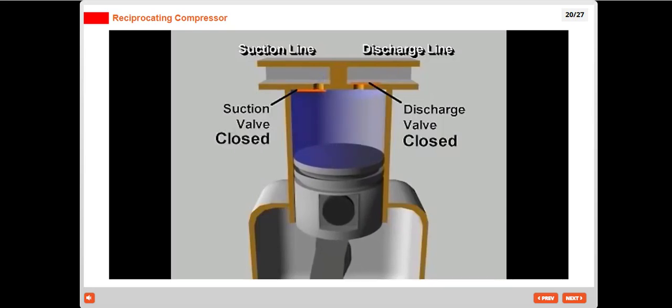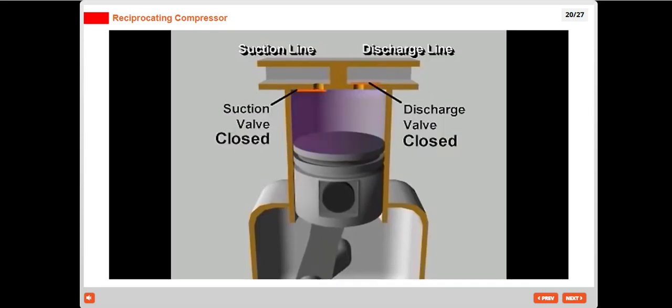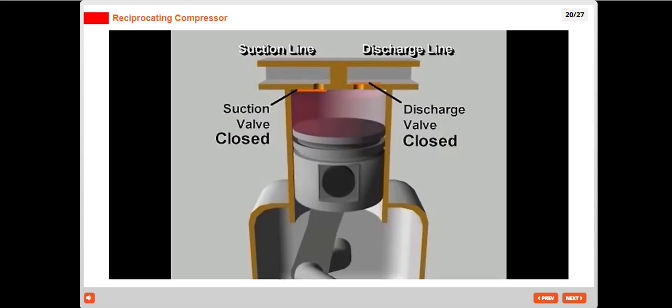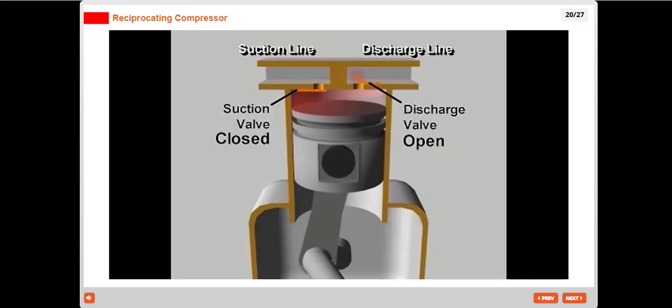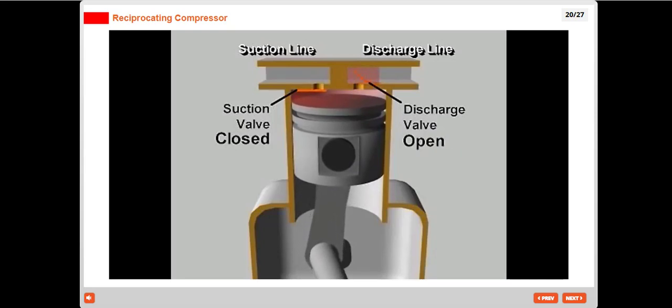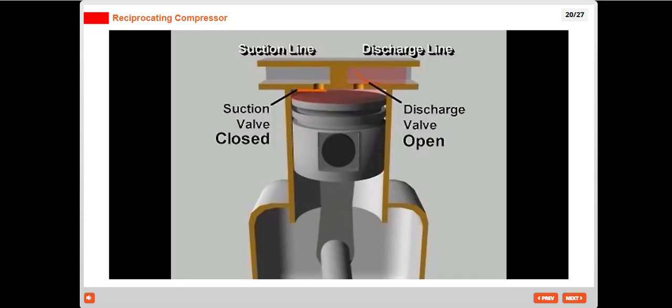The suction valve closes. As the piston moves up, the pressure in the cylinder exceeds the high side pressure in the discharge line. The pressure difference pushes the discharge valve open, letting the compressed vapor flow out of the cylinder. This continues until the piston reaches the top of its stroke and most of the compressed vapor has been expelled into the discharge line. When the piston begins its downward stroke, the discharge valve closes.